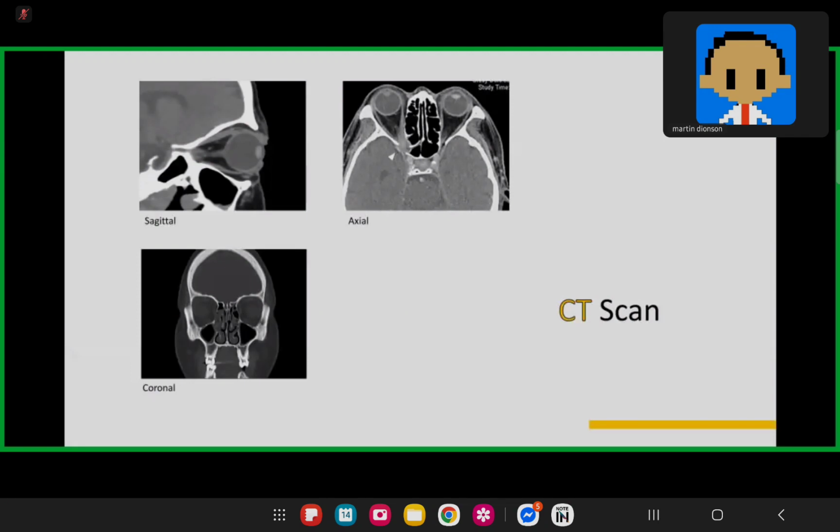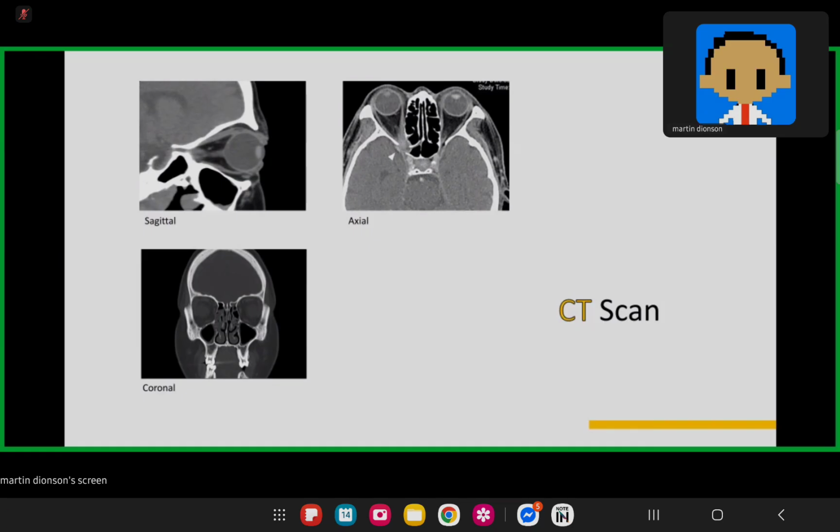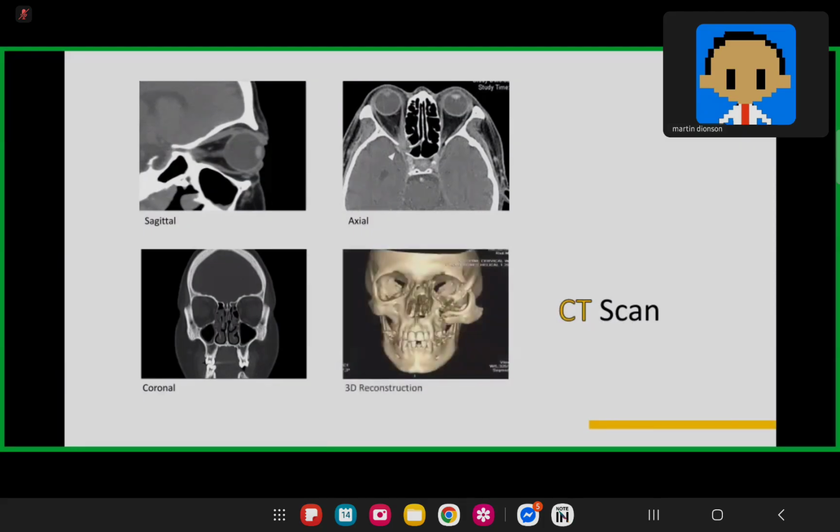When we have our CT scan, we have the different views: sagittal, axial, and coronal views. When we describe a CT scan, we always start, this is a CT scan showing the axial view. We have to describe what view we are looking at. Sometimes all these views combined into one is called 3D reconstruction. This gives us a 3D view out of all the scans that you did.